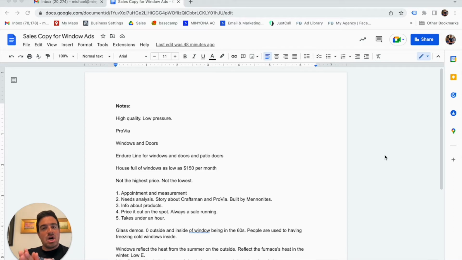And that is a super high quality window. Obviously not all windows are the same quality. Some companies make better windows than others. But he also said low pressure. He said when he's in the home selling to a homeowner, he doesn't spend 4 hours there like a lot of these high pressure salespeople do. Instead, he spends an hour or less, and it's not necessarily a one call close.